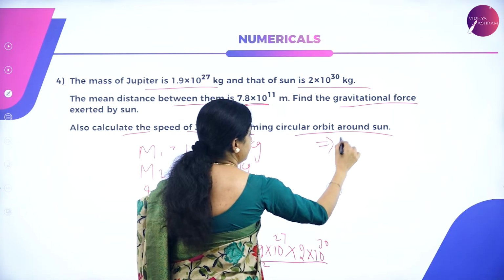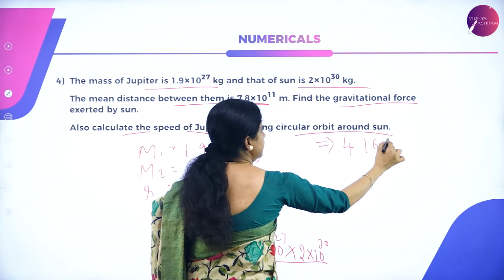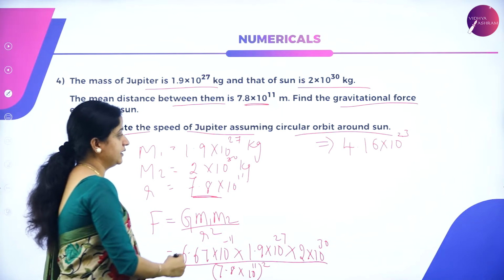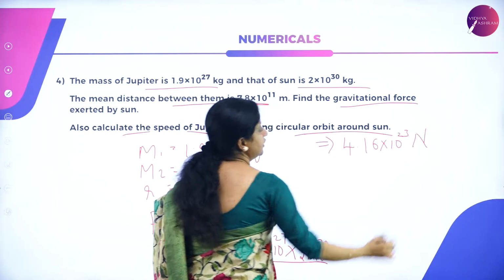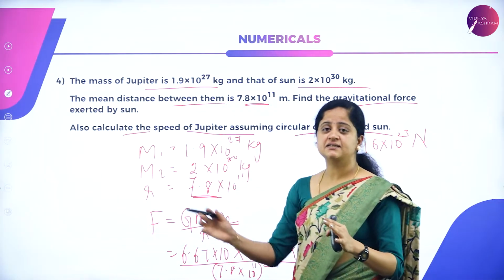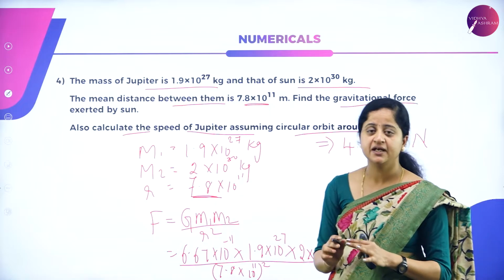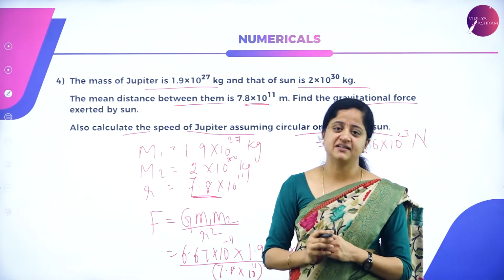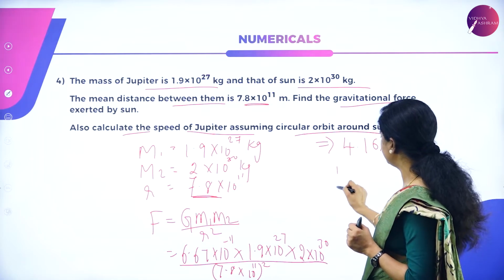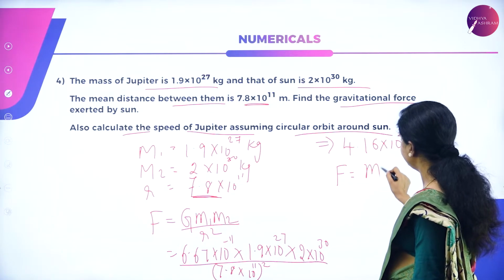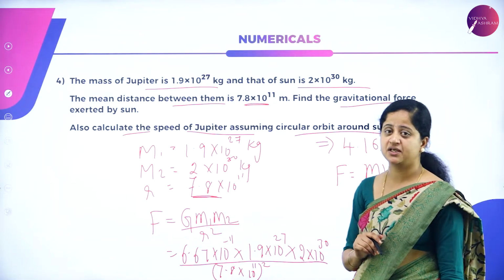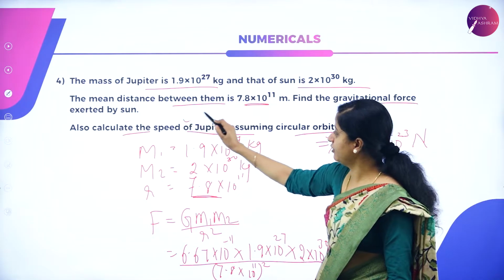So solving this, we will get 4.16 × 10^23, that is the force we are calculating, and hence the unit is Newton. Here we have to assume that Jupiter is in circular motion around the Sun, and hence F provides the necessary centripetal force for Jupiter. The centripetal force is given by mv²/r, as we all know the expression. Now we have to find the speed of Jupiter.